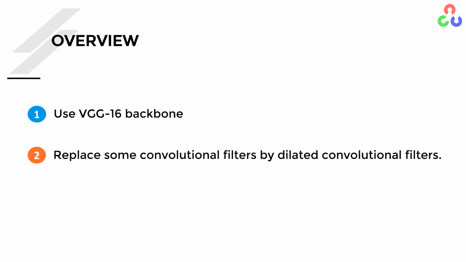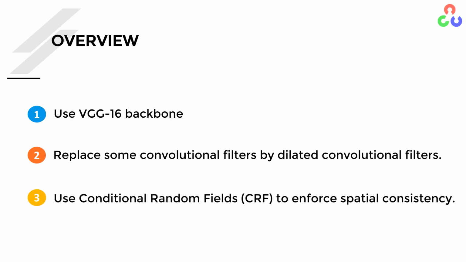Now, the basic idea is that they use the VGG16 backbone and some of the convolutional filters are replaced by dilated convolutional filters, and we will talk about that. In version 1 and version 2, they use something called conditional random fields to enforce spatial consistency. But in v3, they remove this. So we are not going to go over conditional random fields just because the latest architecture doesn't use it. But version 1 and version 2 did use conditional random fields for refining the results.